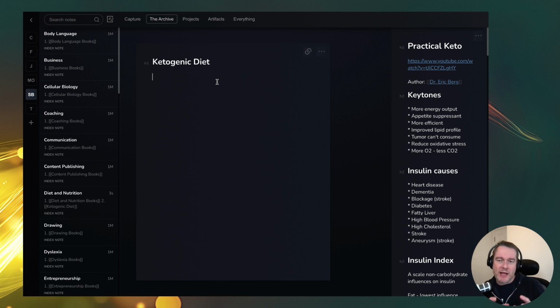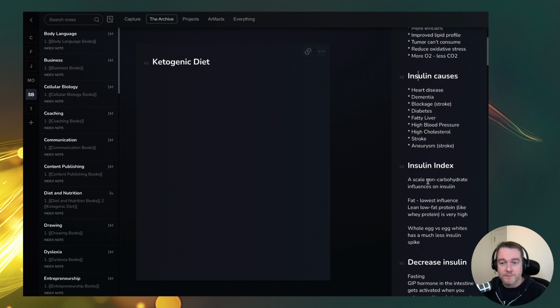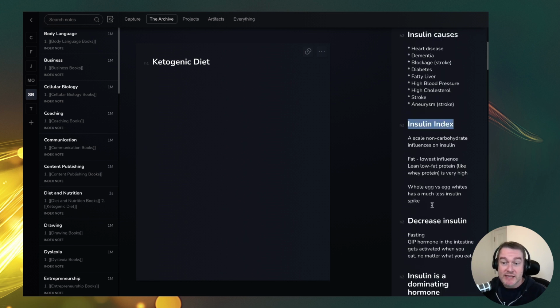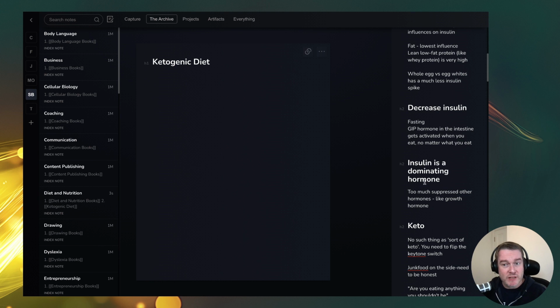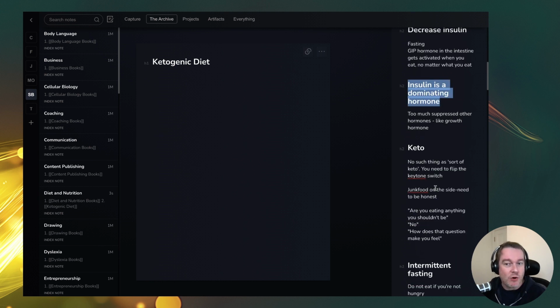So what I'm going to be doing in this is I'm just going to map out all the components of this. So when we're talking about ketogenic diet, we have ketones, which is spelled like that, ketones. Insulin plays a role. There's a thing called the Insulin Index. We have how do you decrease insulin. Mention that it's a dominating hormone.